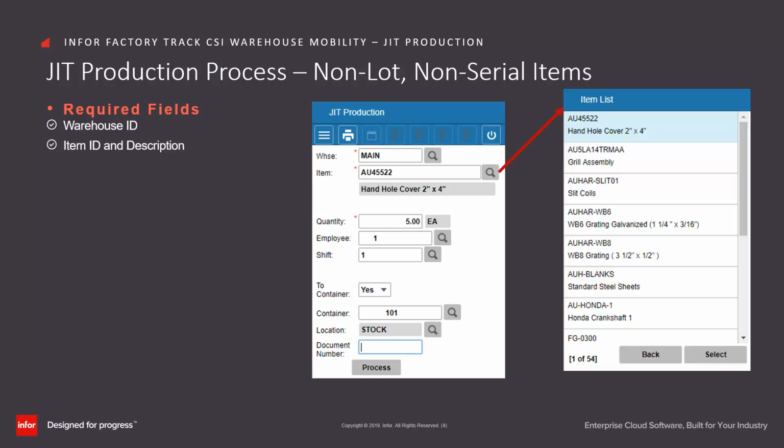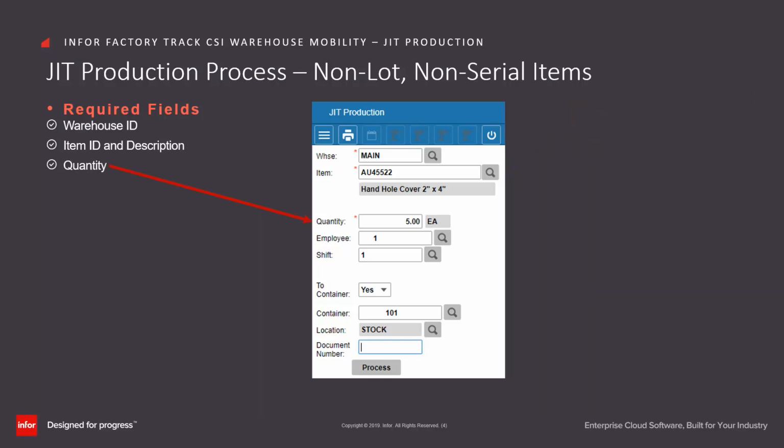Enter or search and select the item for which you are reporting the JIT production. Factory Track then displays the item description. Enter the quantity of items produced. The to container field defines whether the items being reported will be placed in a container or placed into a storage location. Note that this is defaulted based on the transaction set parameters. In this case, the parameter has been enabled, resulting in a default value of yes.